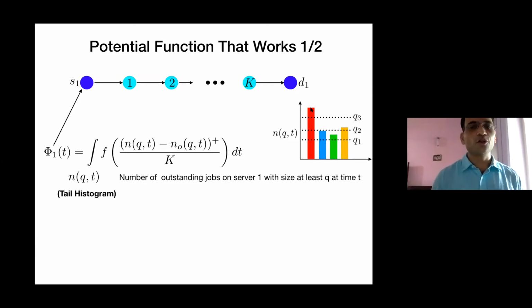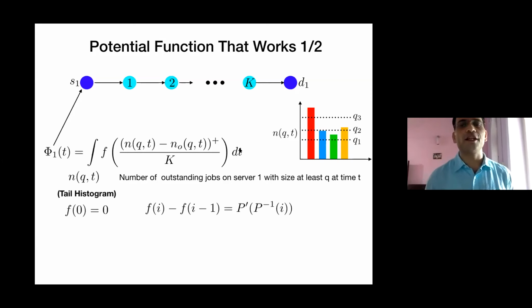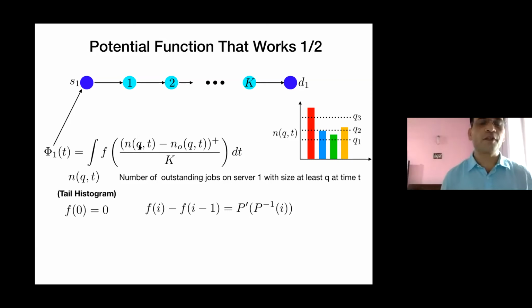So for each q you do this, and the integral is, sorry, there's a typo here. The integral should be over dq, not dt. So at each time t, we look at, for each q, the number of jobs in the system with size at least q. This quantity is for the algorithm, and this quantity is for the OPT. And you take a plus, that is, max of 0, of the quantity here.